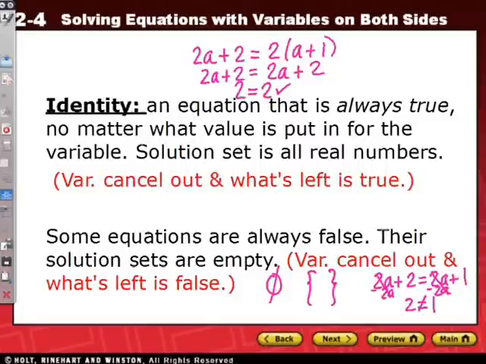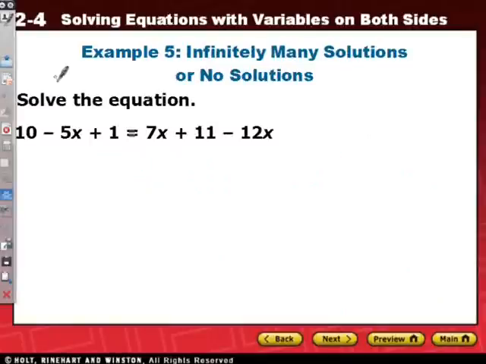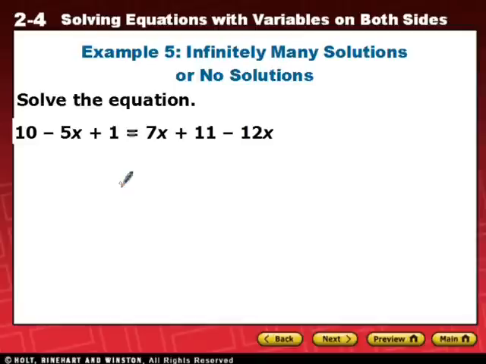Let's look at a couple examples, one for each that you can put in the boxes in the middle. So you should be expecting that these either have infinitely many solutions or no solutions, all real numbers or no solutions. So let's combine some like terms. I've got 10 and positive 1 makes 11 minus 5x's. And on the other side, I have 7x and negative 12x. And that's negative 5x plus 11.